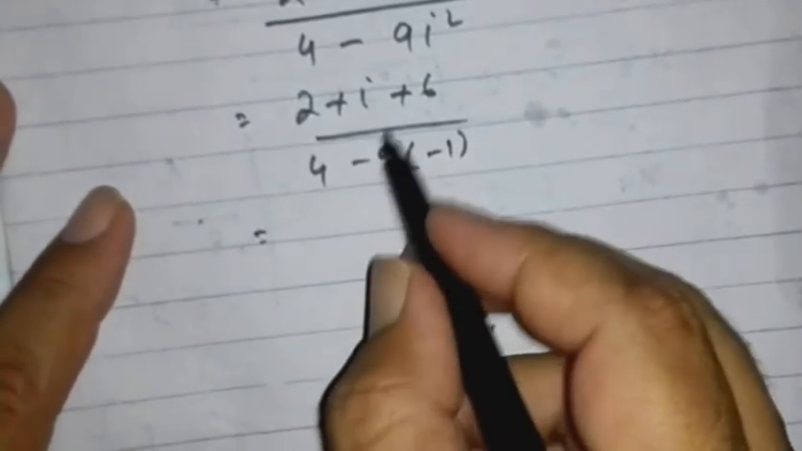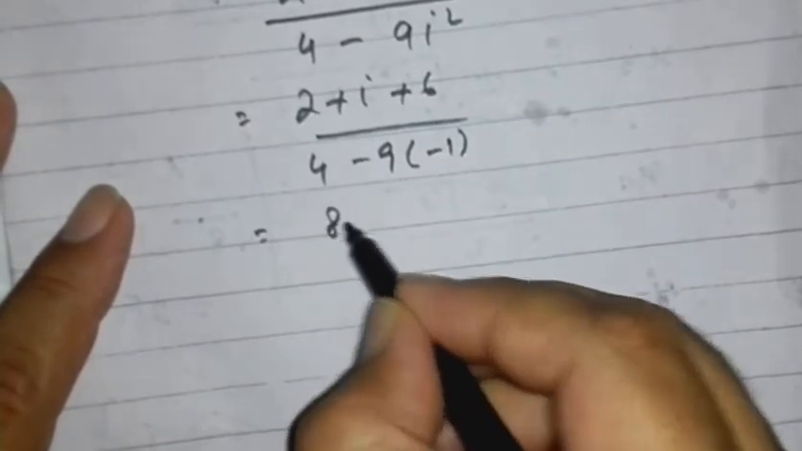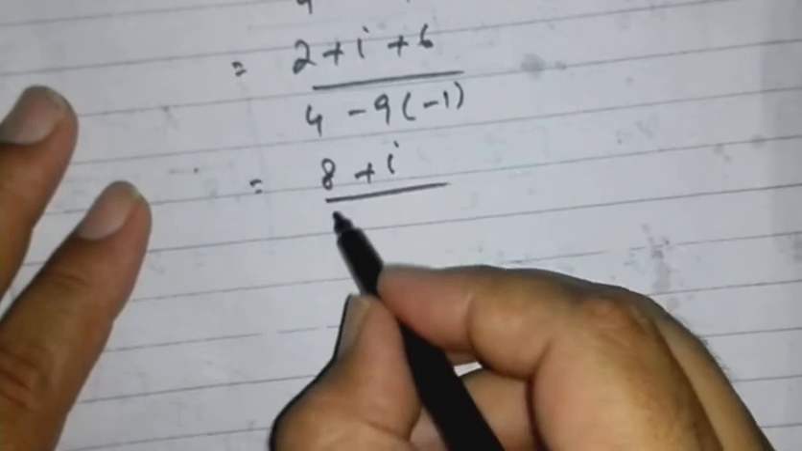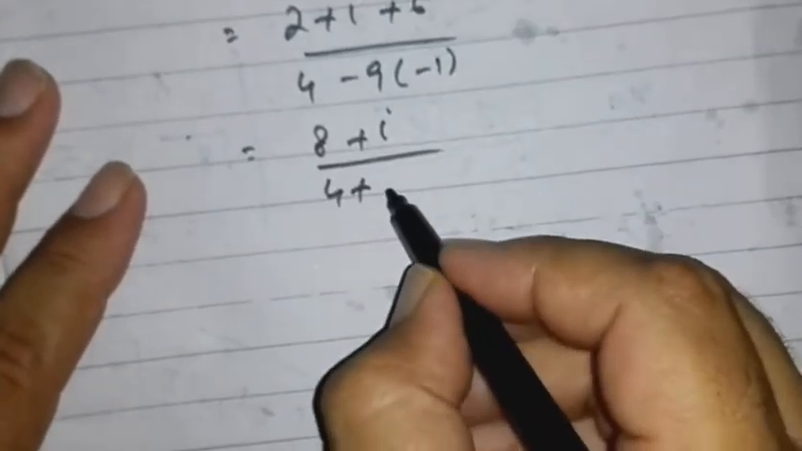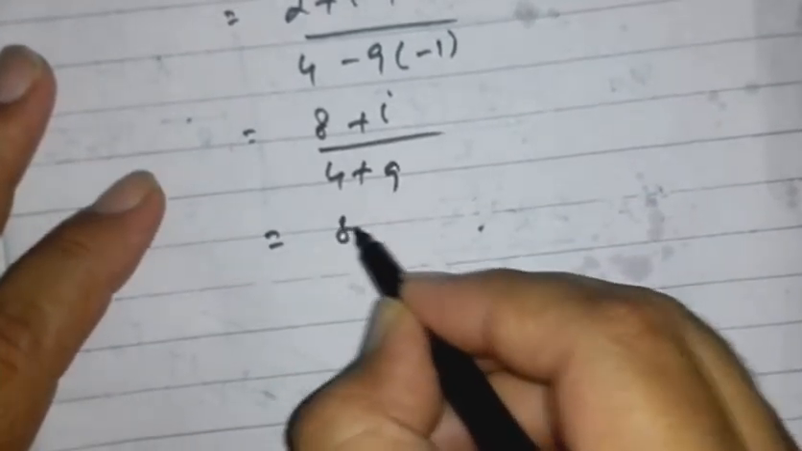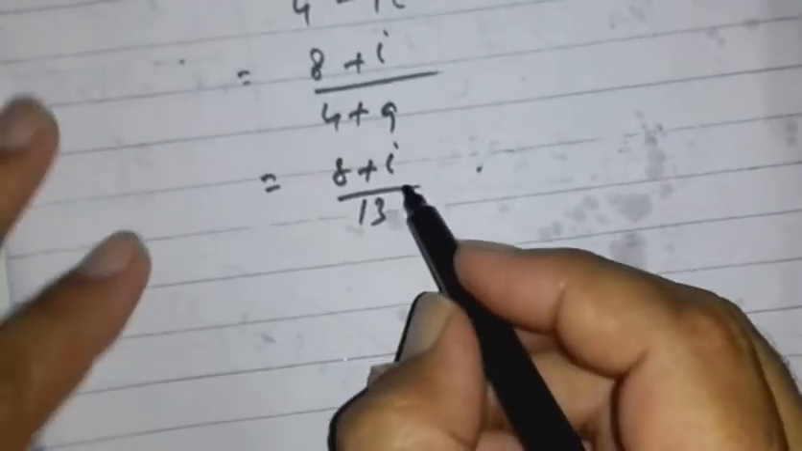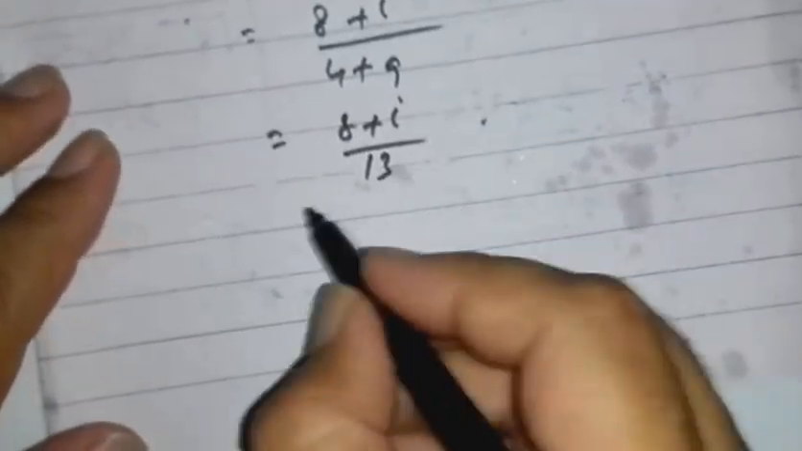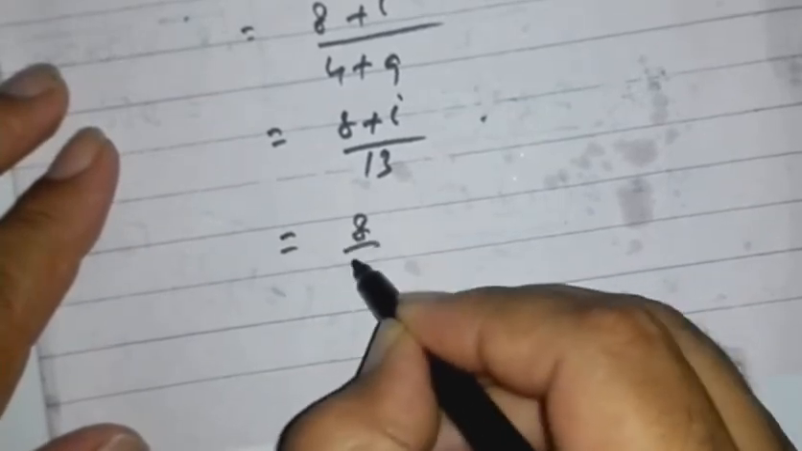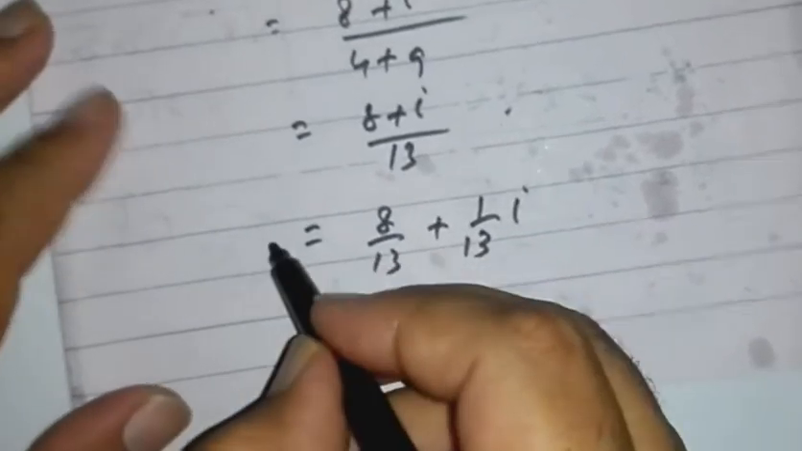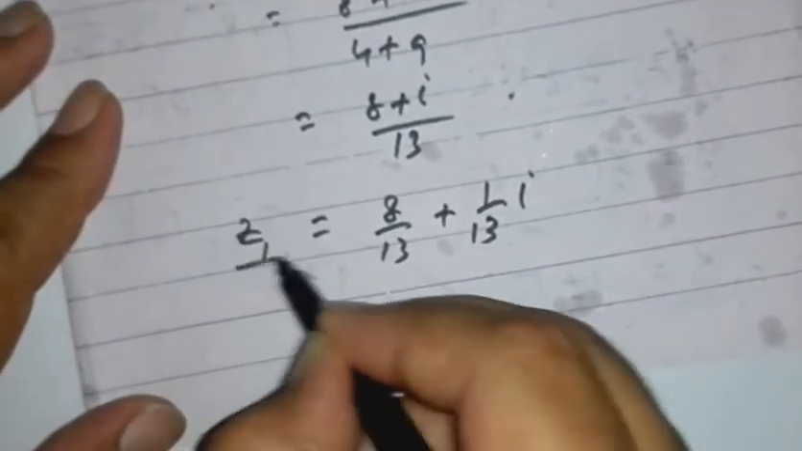So we can write it 2 plus 6, 8 plus iota, and here minus into minus plus, we can write 4 plus 9. So we get 8 plus iota divided by 13. So we can write it 8 by 13 plus 1 by 13 iota. This is the value of z1 divided by z2.